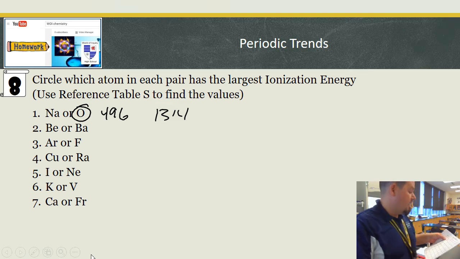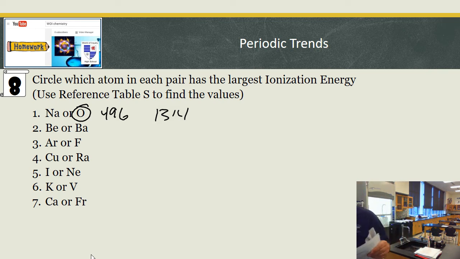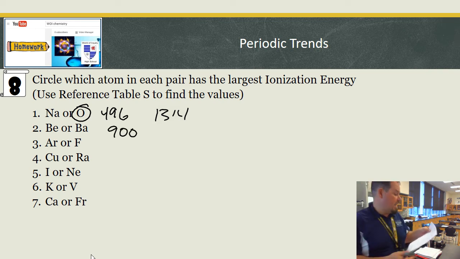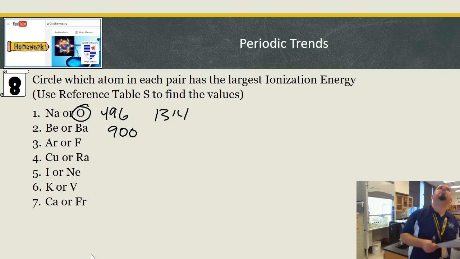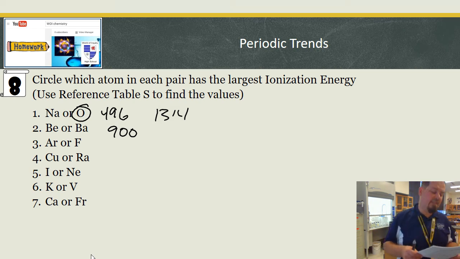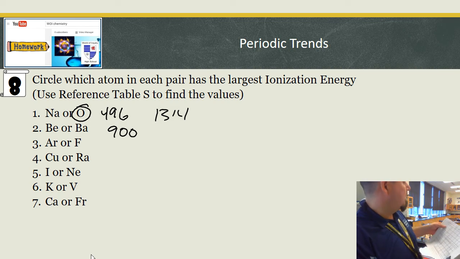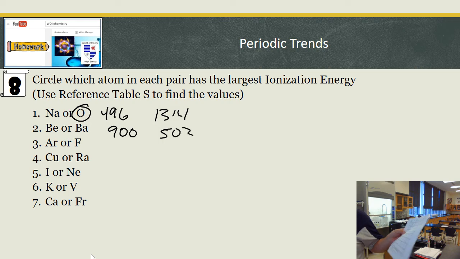Be and Ba. Be is 900. And Ba, barium. Where are you, Mr. Barium? Come on, find barium. Where is Ba? Oh, Ba is way down, element 56. Way down. Barium is 503. So Be has a greater first ionization energy.